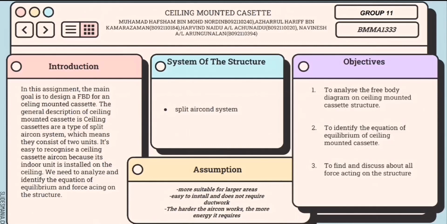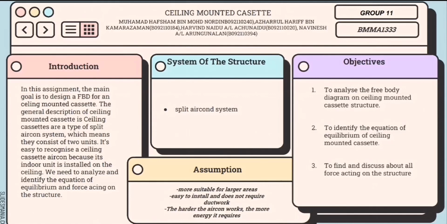And our objective is, first, to analyze the free body diagram on the ceiling mounted cassette structure. Second, to identify the equation of equilibrium of the ceiling mounted cassette. And the last one is to find and discuss all forces acting on the structure.